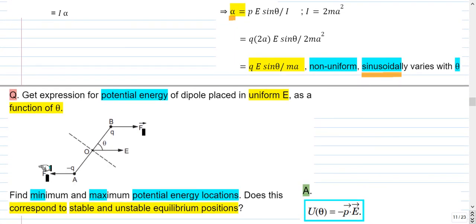This is the next question. Get the expression for potential energy of a dipole placed in uniform electric field as a function of theta. Find minimum and maximum potential energy locations. Does this correspond to stable and unstable equilibrium positions? From potential energy consideration, a stable equilibrium position will correspond to potential energy being minimum, and unstable equilibrium position will correspond to potential energy being maximum. You can pause and attempt this question.